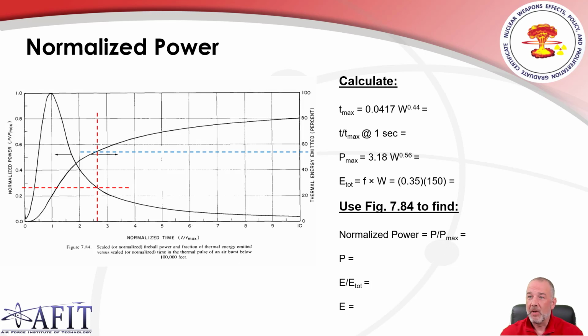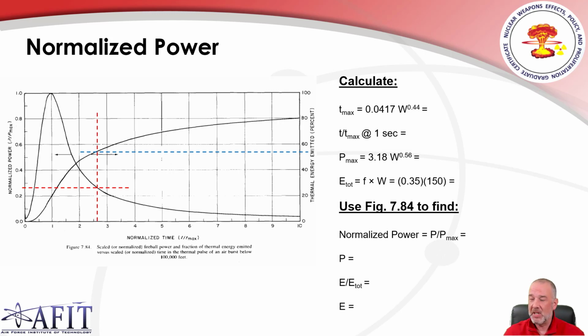So let's take a look at this graph. Now, this is in your book. It's figure 7.84, and it allows us to see a couple of different things. Now, we're going to calculate using those formulas that we saw before. We're going to look at Tmax, Pmax, and then the total energy being carried away by thermal. Now, the T over Tmax and P over Pmax, which is the normalized time and the normalized power, is something that we're going to talk about in a second.